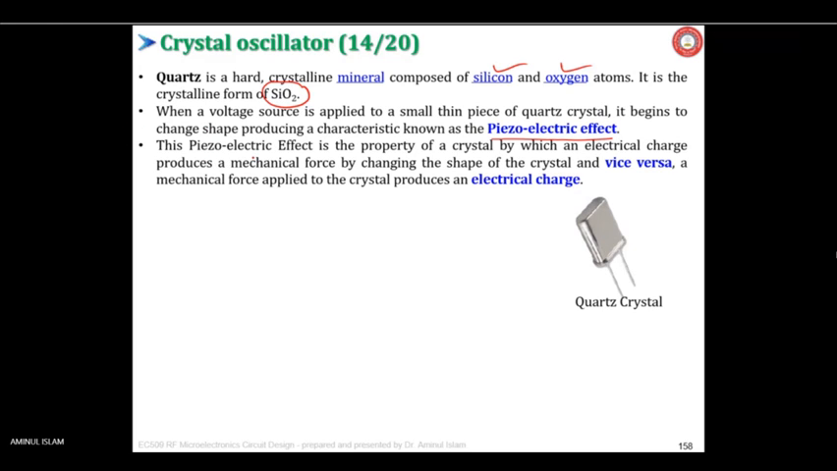This piezoelectric effect is the property of a crystal by which an electrical charge produces a mechanical force by changing the shape of the crystal, and vice versa. Okay, just the opposite is also possible. A mechanical force applied to the crystal produces an electrical charge. This is the characteristic of a quartz crystal.